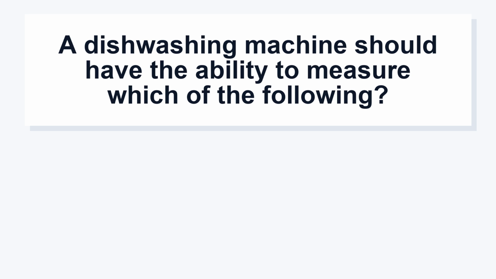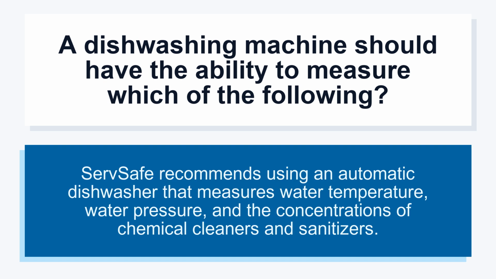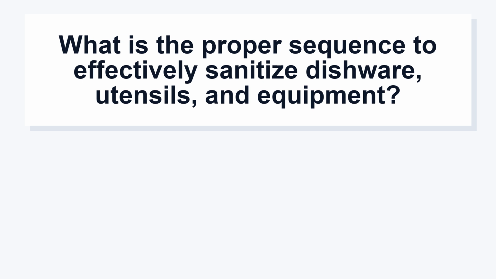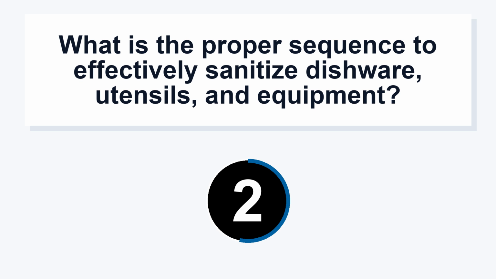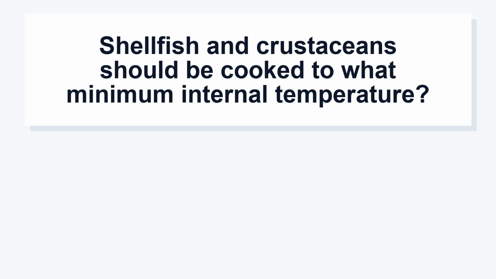A dishwashing machine should have the ability to measure which of the following? ServSafe recommends using an automatic dishwasher that measures water temperature, water pressure, and the concentrations of chemical cleaners and sanitizers. What is the proper sequence to effectively sanitize dishware, utensils, and equipment? Scrape, wash, rinse, sanitize, air dry. Shellfish and crustaceans should be cooked to what minimum internal temperature?